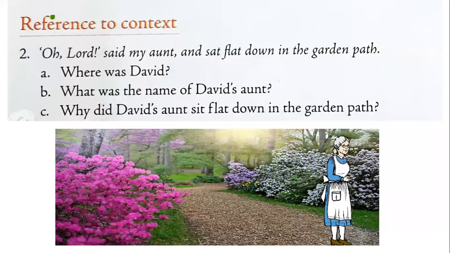Now let's do this one. "Oh Lord," said my aunt and sat flat down in the garden path. Now, this is reference to context. And what I read just now is the context. That's the line from the text. And the questions that follow are based on that line. Let's see if you can get all three of them right. I'm going to help you with a little kind of a cartoon strip that I created. Where was David? Now, look at the picture very carefully and you will be able to answer the questions.